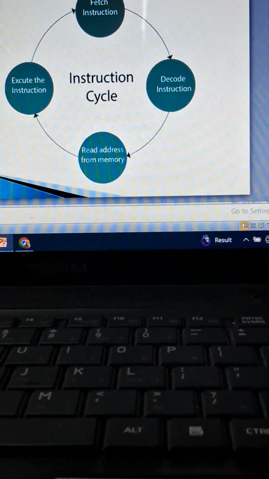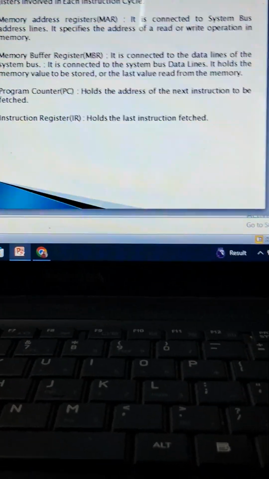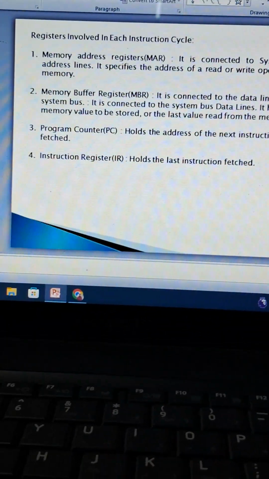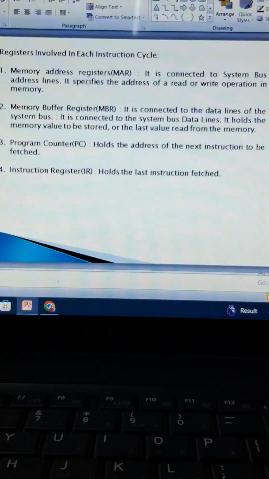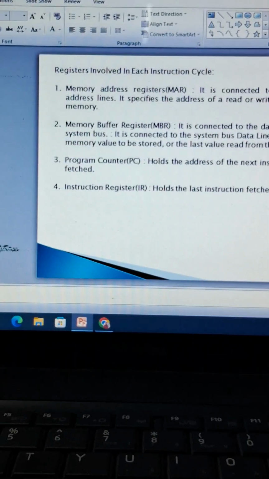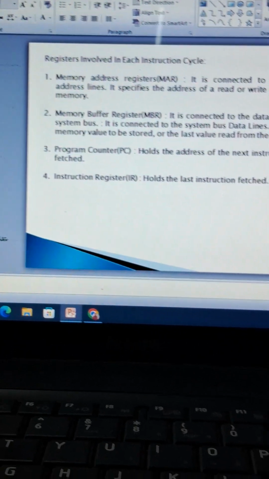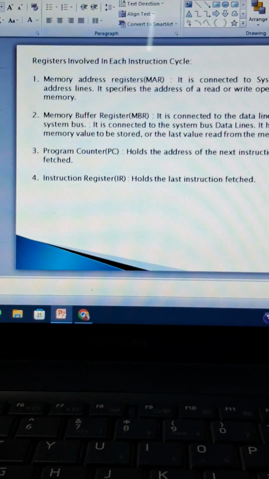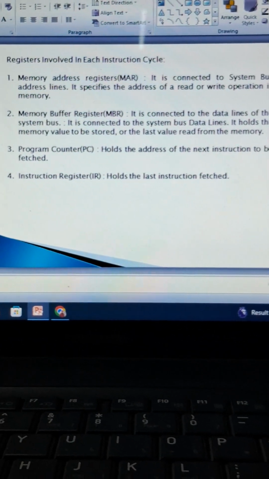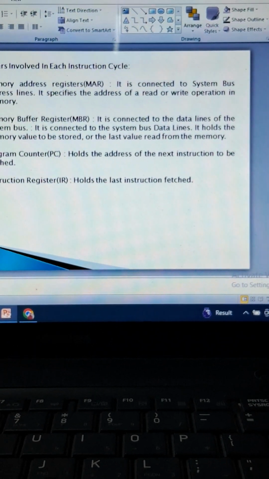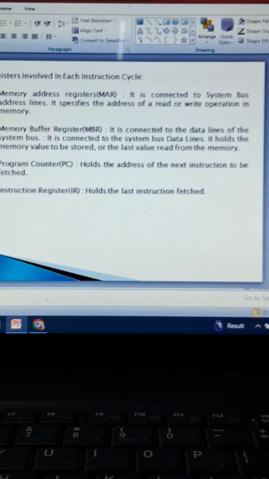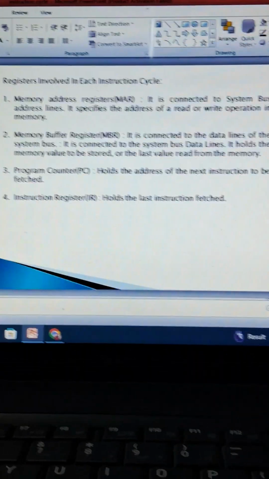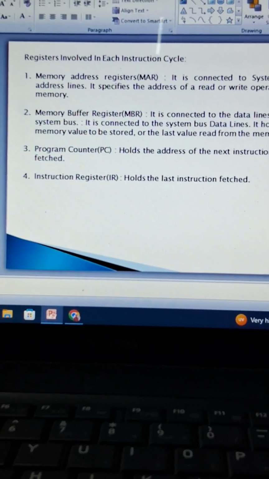Now let's discuss these. For executing these instructions, various types of registers are required, because every piece of information that is to be fetched, decoded or executed is stored in the form of a register, which is the smallest memory location. The first register included in the instruction cycle is the memory address register, called MAR. It is connected with the system bus address lines. It specifies the address of a read or write operation in memory. So it stores the location of the data that is to be executed.